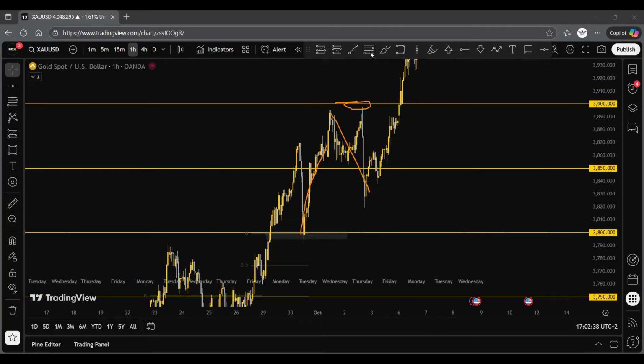Check where it's turning around. You use your Fibonacci all the way from 3,800 to 3,850. It turned around exactly on the 50% on the Fibonacci over here. And this is giving you another opportunity to start actually buying gold all the way to your 3,900.